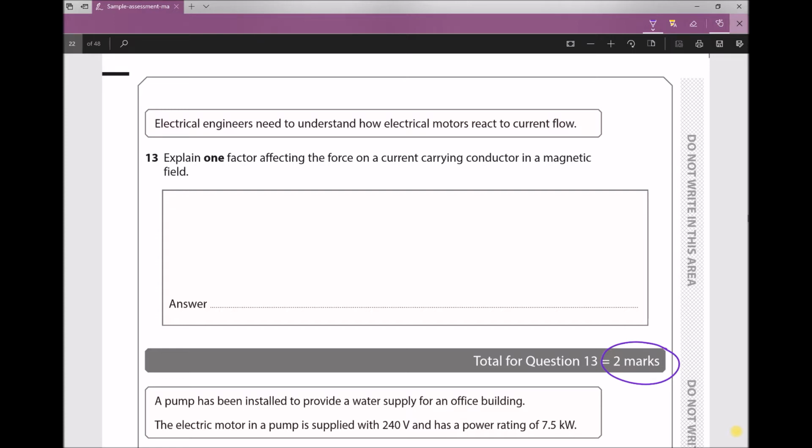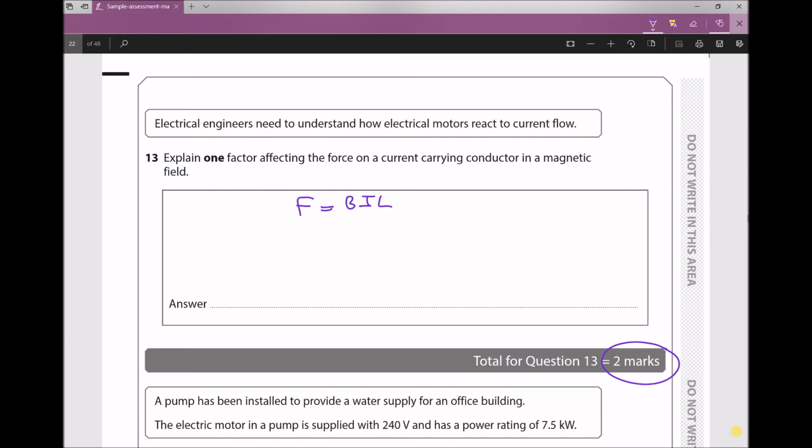Now, the starting point for this question is to recall the equation for the force on a current carrying conductor in a magnetic field, and that equation states that F equals BIL, where force equals magnetic flux density times current times the length of the conductor. So in actual fact, we can pick any of these 3 variables.